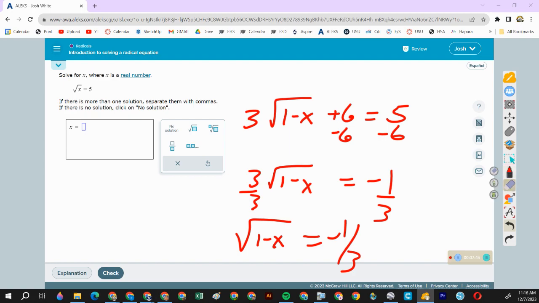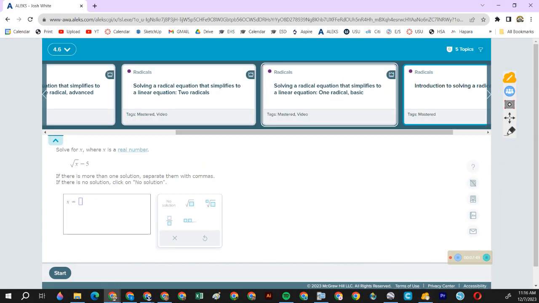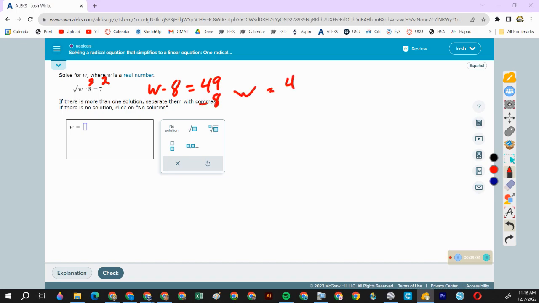All right. So, okay. Does this exist? Yes. So to solve, I square both sides, and I get w minus 8 equals 49. Subtract 8, w equals 41. Okay, simple enough.